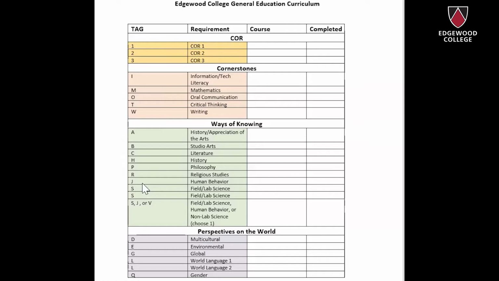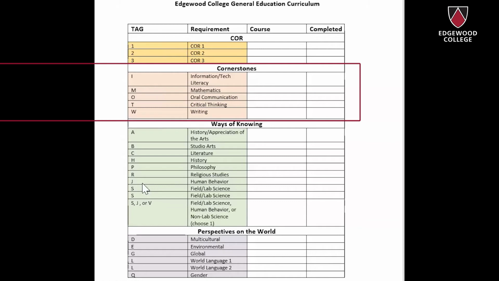During your first couple of years, we try to make sure that you complete the I, T, O, M, and W tags. This is because these classes are foundational and will set the stage for you to be successful in your upper level classes during your next few years.